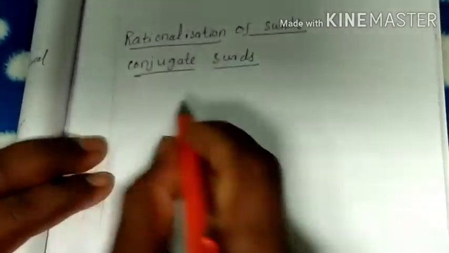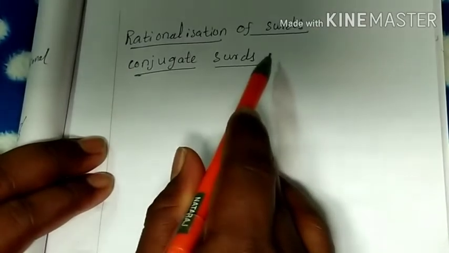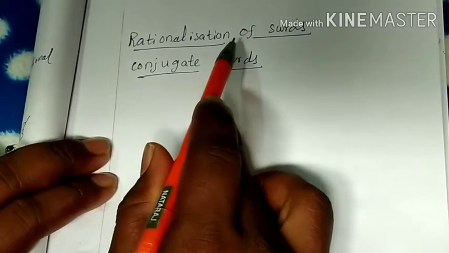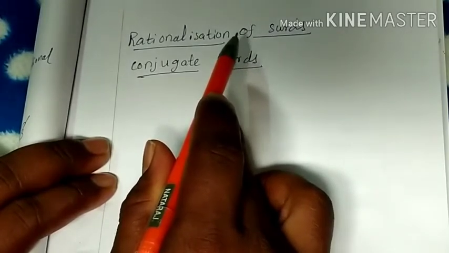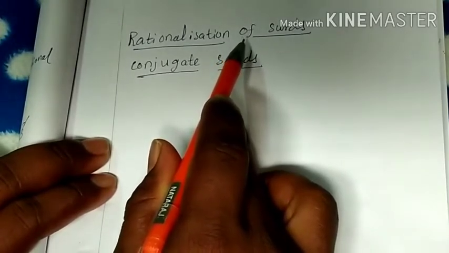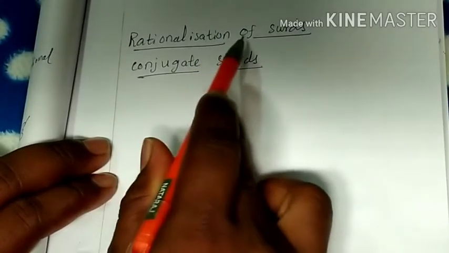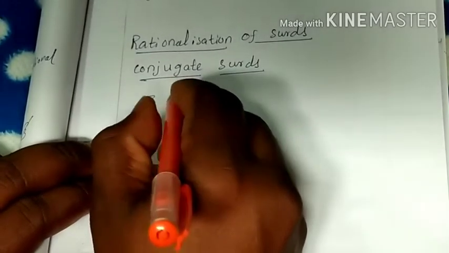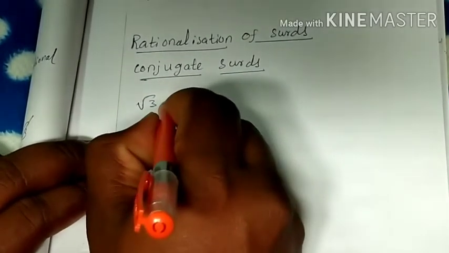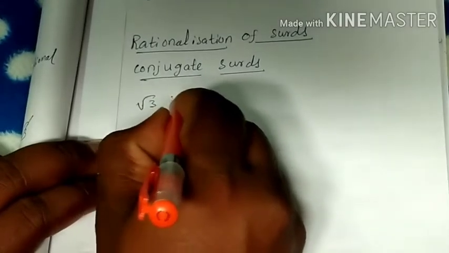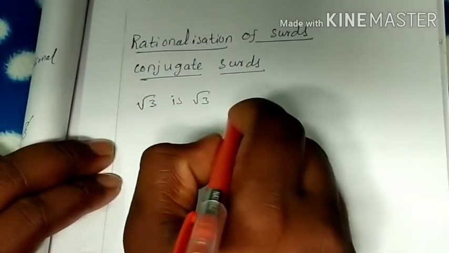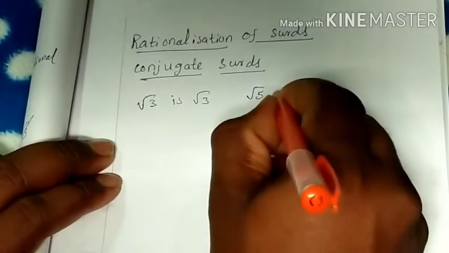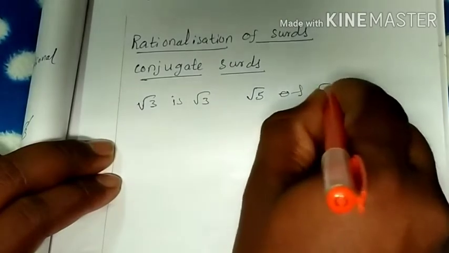Okay, the next topic is rationalization of surds. Rationalization factor is the term with which a term is multiplied or divided to make the whole term rational. For example, root 3 is a rationalization factor of root 3. In the same manner, root 5 is a rationalization factor of root 5.